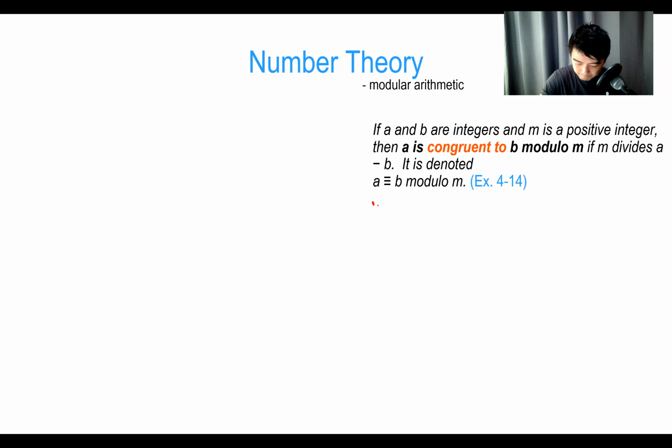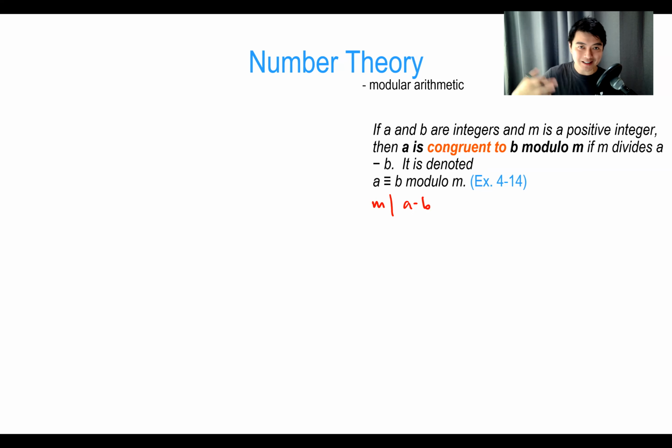So m divides a minus b. The notation that we use is a congruent, a triple equal sign, and then mod m. Usually we write mod or modulo m to signify that they are congruent modulo m. So this means that m divides a minus b. What's another way of saying this? M times an integer is equal to the difference of a and b.